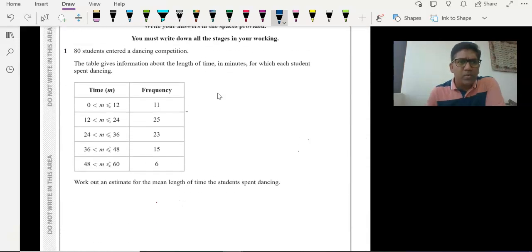Question 1. 80 students entered a dancing competition. The table gives information about the length of time in minutes for which each student spent dancing. The question is to work out an estimate for the mean length of time the students spent dancing.